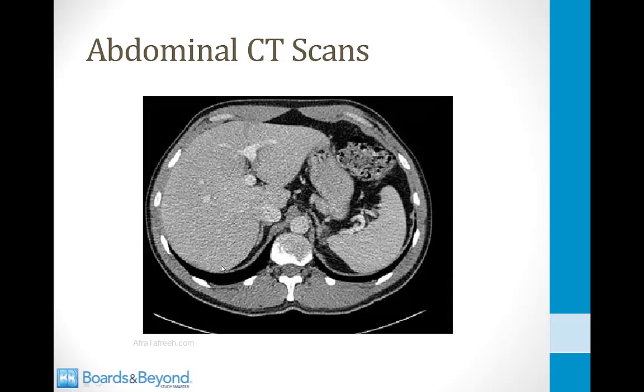Now we're looking at axial slices through the abdomen, and because you can see the liver, you know that you are fairly high up in the abdomen. There's a structure here that contains air. You can see these black parts, so this is the stomach. We have the spleen back here on the left side.